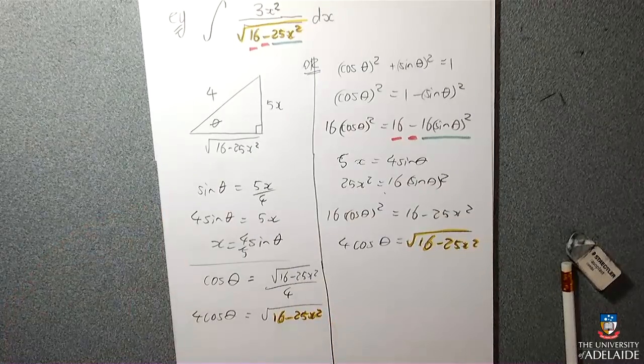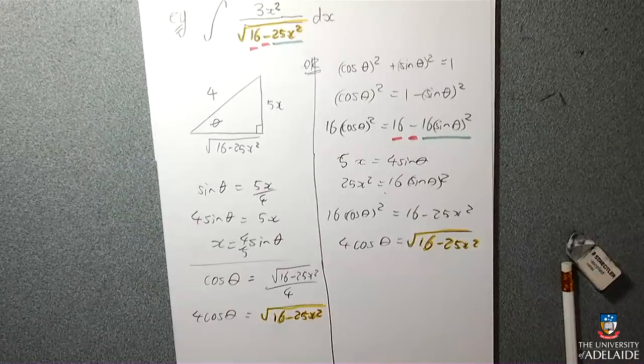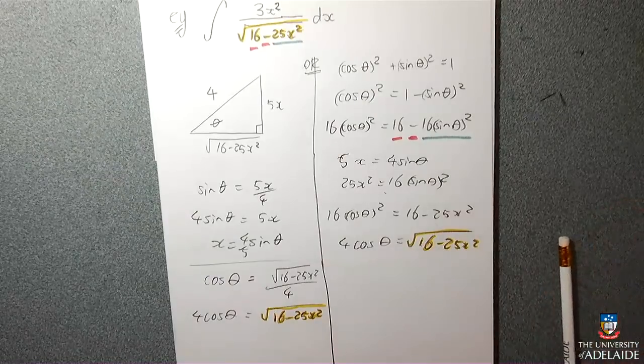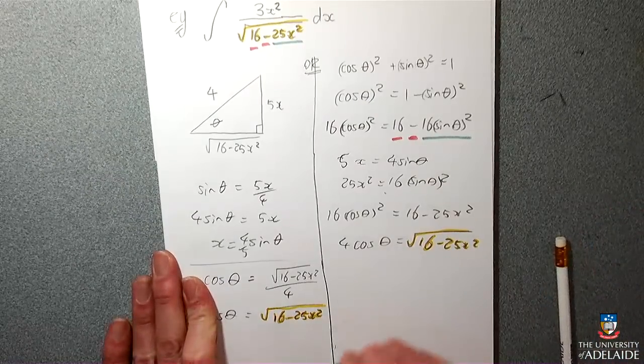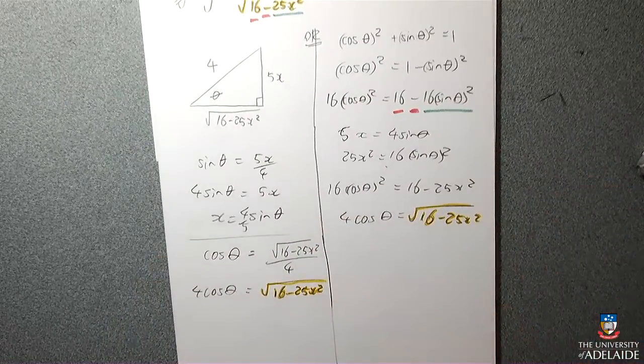So that's the first goal. The first goal is to get rid of the square root. From this point forward, the working is roughly the same. Let me just go over what happened there.